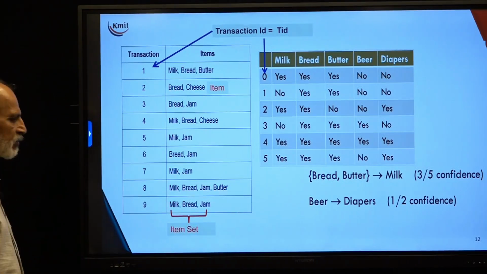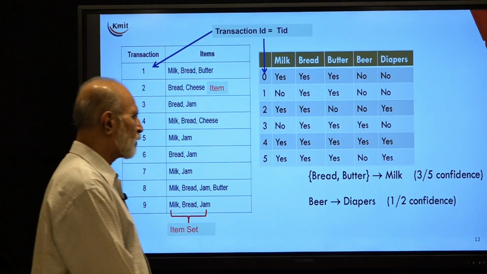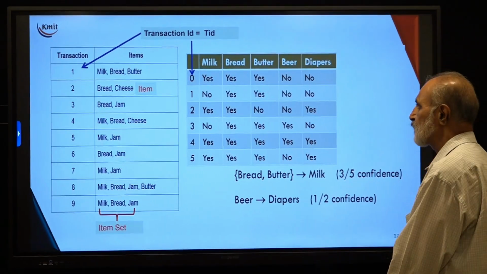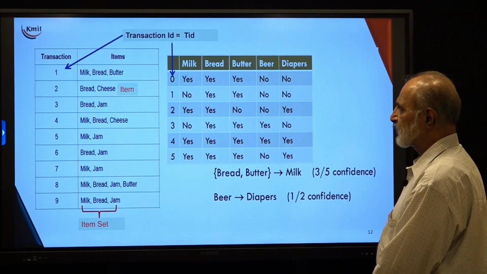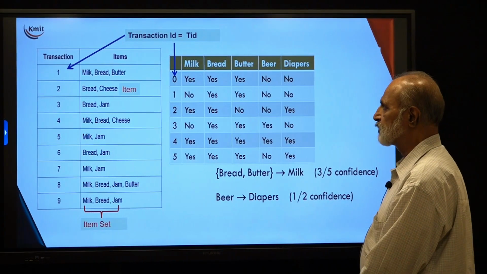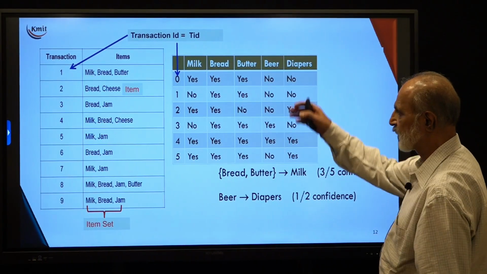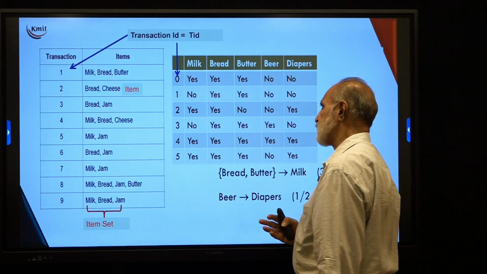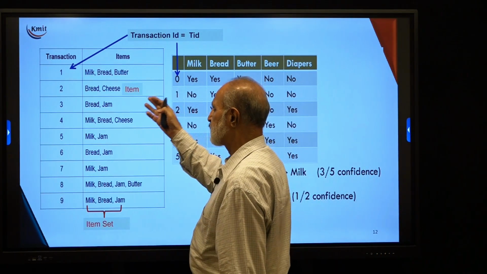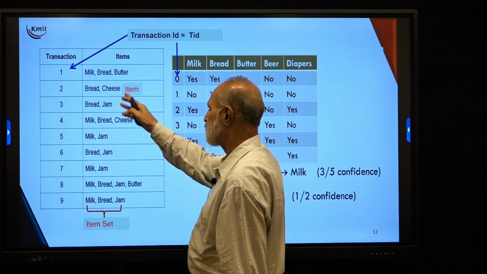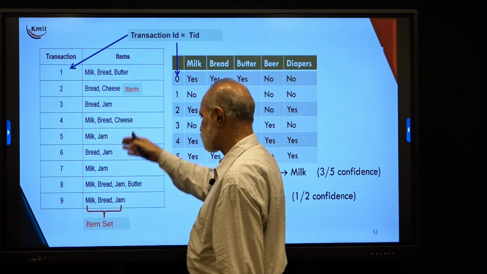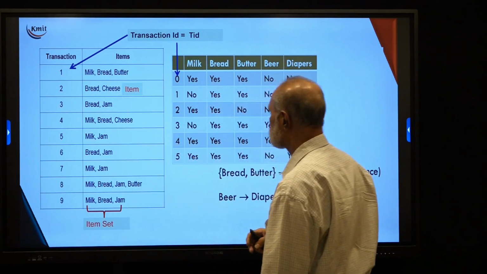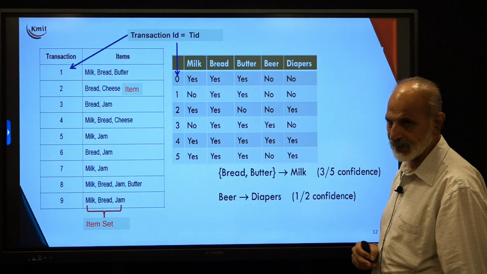Now, let us try to learn a very important thing about the confidence. Now, I am showing two tables here. Table number 1 has two columns. Column number 1 tells me the transaction ID 1, 2, 3, 4 up to 9. The second column is the item, and the items are bread, butter, bread, cheese, and so forth. So each label, like milk, bread, butter, is an item.